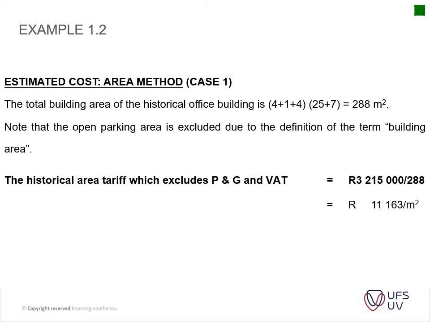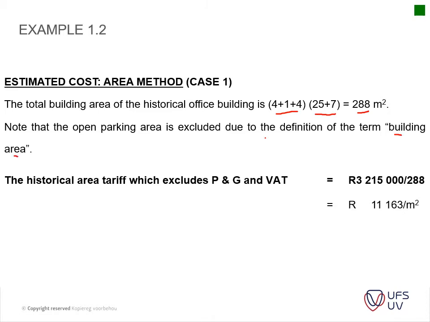So 1.2 is our area method. Firstly, you need to be able to calculate your area, so make sure that you get the right calculations here. Your total building area of the historical office building is 9 times 32 to get 288 square meters. Note that the open parking area is excluded due to the definition of the term building area. Okay, so please make sure that you're familiar with that.